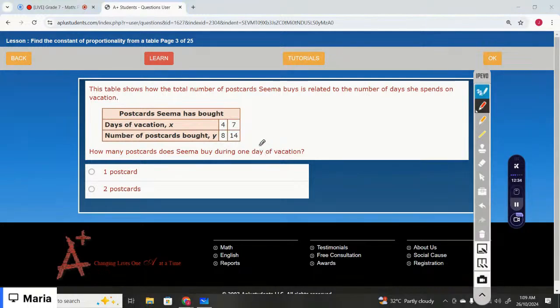So you have to calculate the constant of variation, that is y by x. So y is 8 over 4, and for the second one that is 14 over 7. 4 times 2 is 8 and 7 times 2 is 14. So that is 2 postcards. The correct option is 2 postcards.